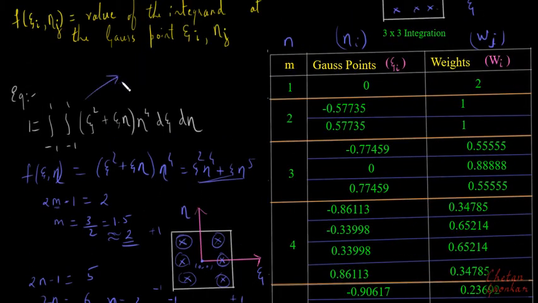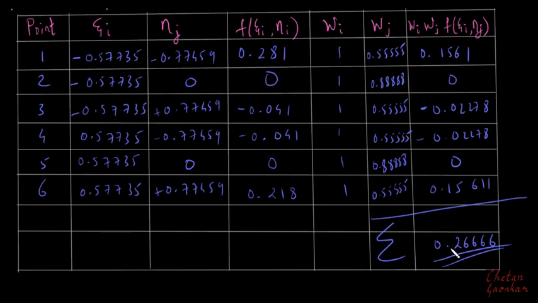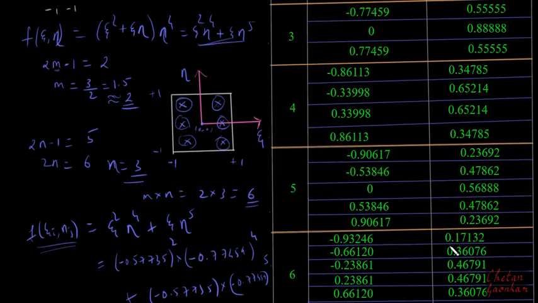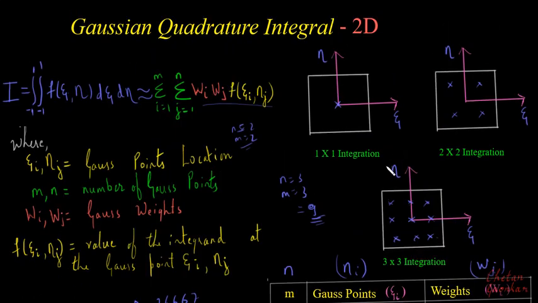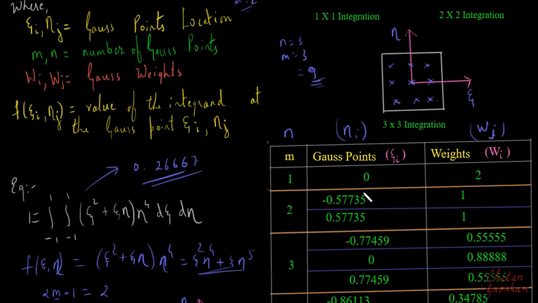exactly, then I would have got the value of 0.26667, and here with the numerical method I have got 0.26666. So it is a very close value. It is a very good value. So this is how we can use the Gauss Quadrature Integral to evaluate any integrand which varies from -1 to +1, that is, they should be in terms of natural coordinate.